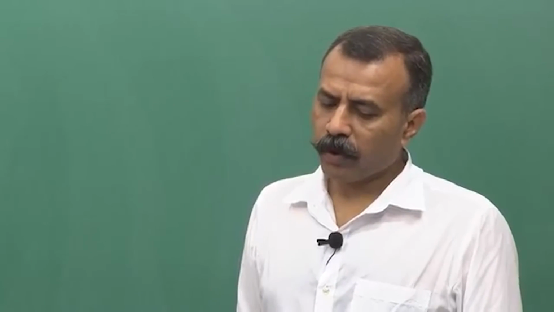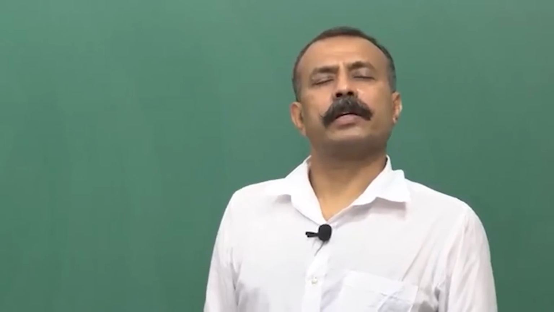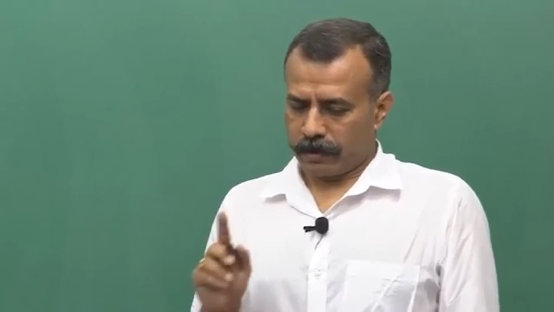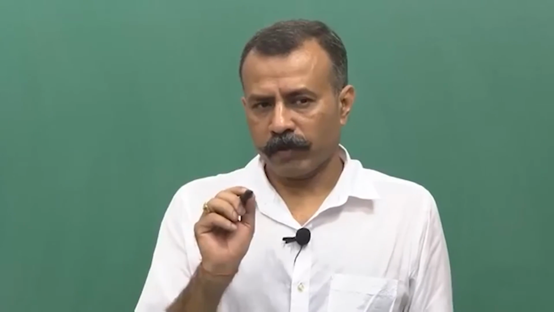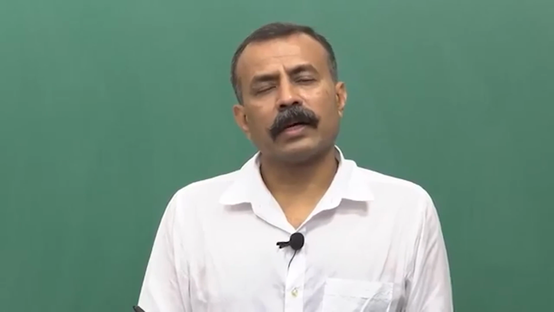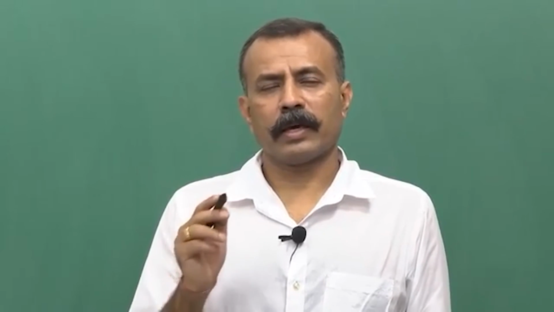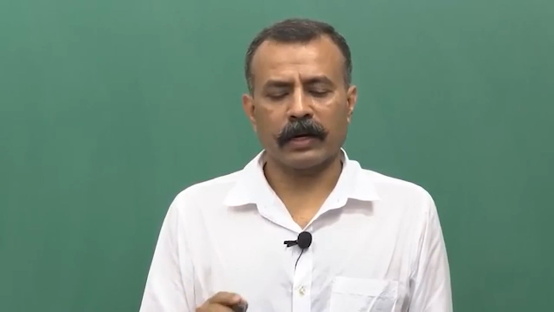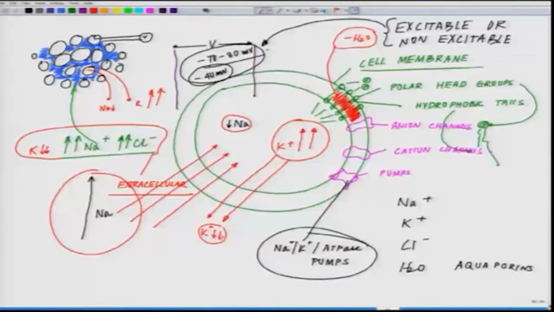But then what is this excitability, non-excitability? Now, while closing the class today, I will give you one small clue. Excitable cells are the ones, so this is the one I am talking about, where from this value, all of a sudden it fluctuates like this.